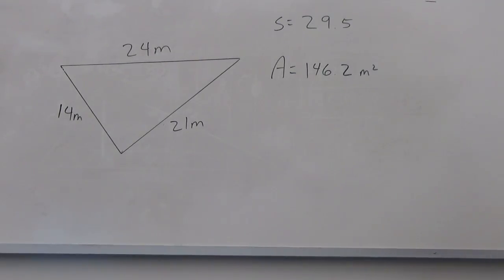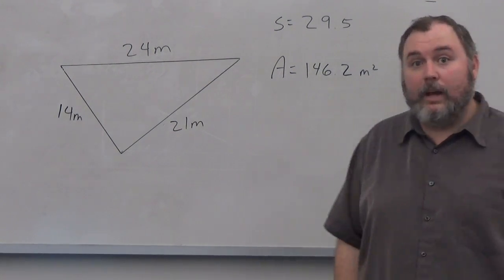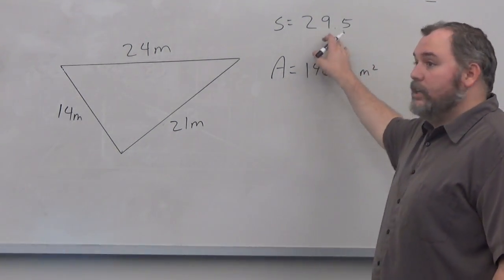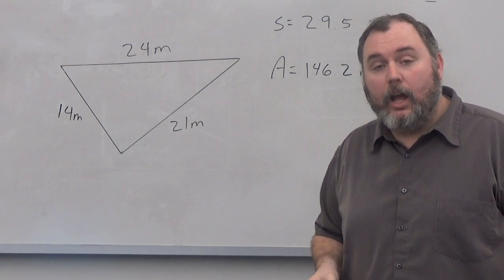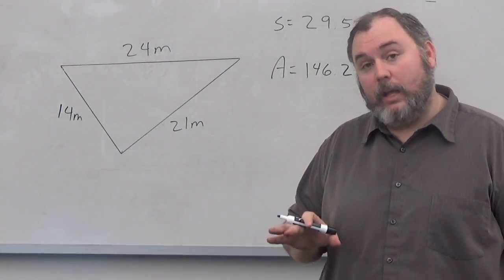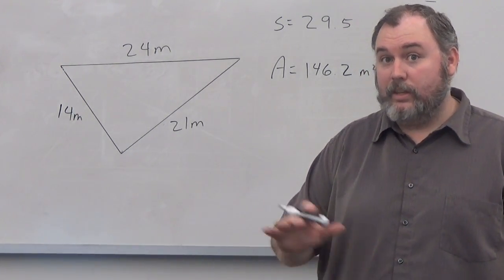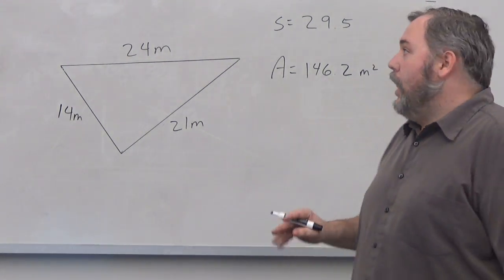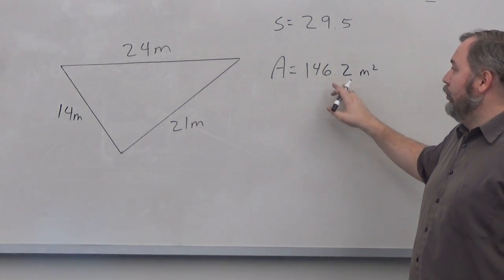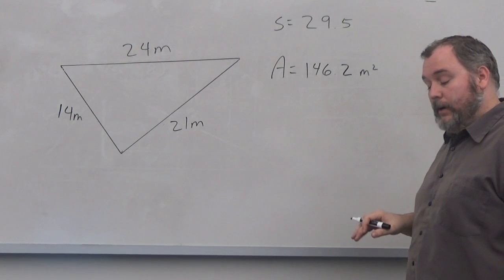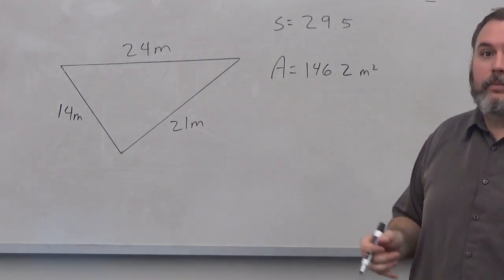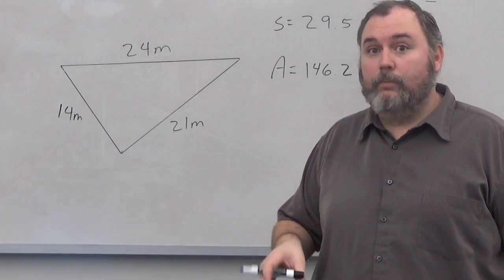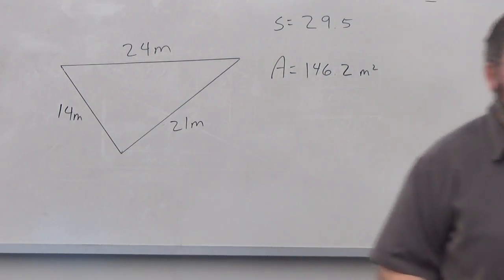All right, when you went to go solve this problem, the first step you should have done was find what S is. You should have got 29.5. If you did not, you need to stop the video now and go back and recalculate because everything else went wrong. All right, ultimately your answer was 146.2 meters square. If you got that, awesome. If you're still struggling with it, you have problems, you know where to find me.